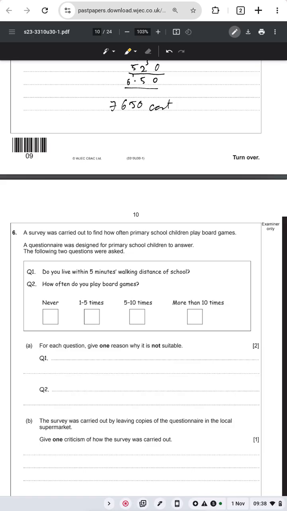So I'm assuming this is why the question is not suitable. So, do you live within 5 minute walking distance of school?